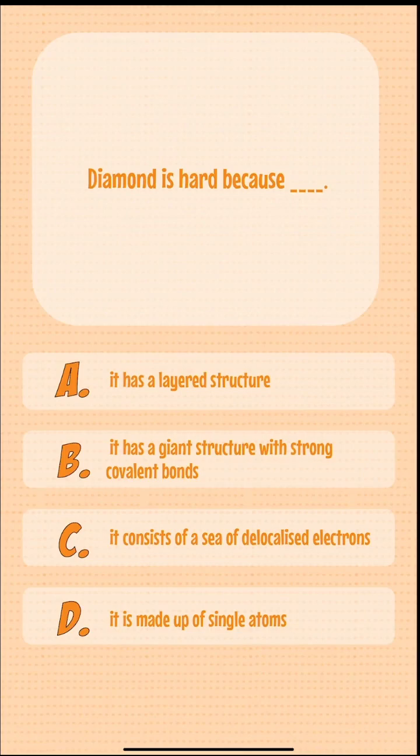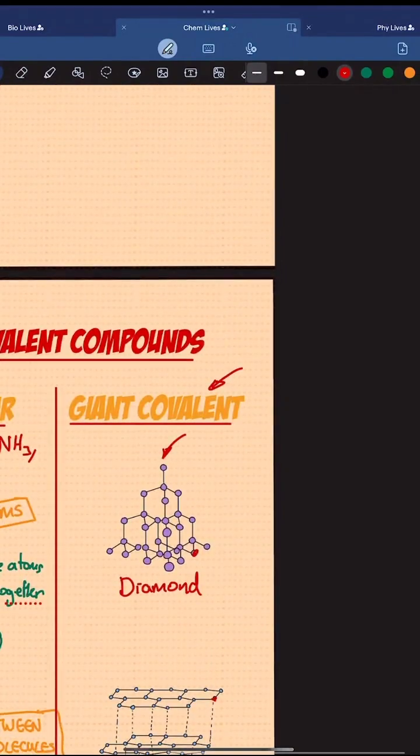Diamond is hard because... Why is diamond a hard substance? Well, we definitely know it is made up of single atoms bonded together, but that's not the reason why. Diamond does not have a sea of delocalized electrons. Remember, that was for metals only. What do you think the answer is? It has a giant structure. Yes, it does have a giant structure because it comes under the giant covalent section.